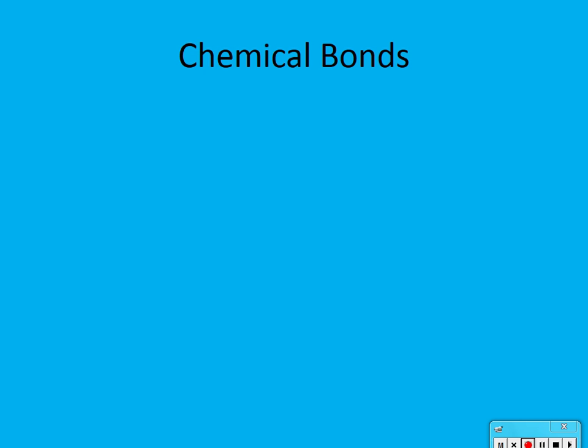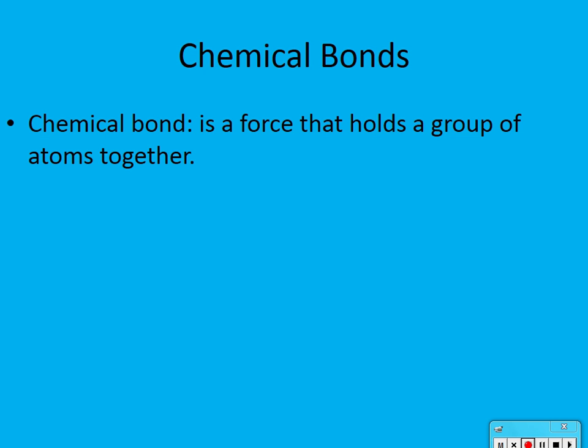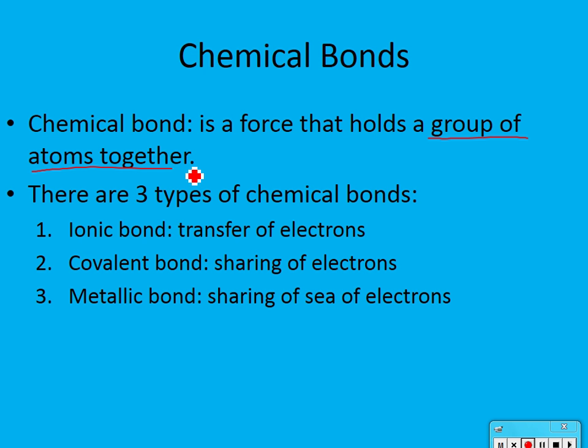Okay, now let's talk about chemical bonds. A chemical bond is a force that holds a group of atoms together. So can you have a chemical bond with just one element? No. It's got to be at least two elements or two atoms, and it's a force that holds them together. Okay. There's three types of chemical bonds. We just talked about them.